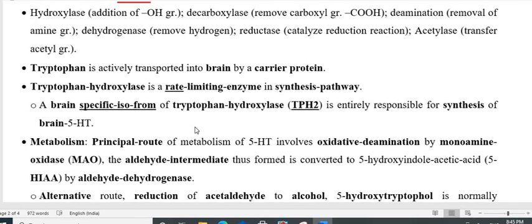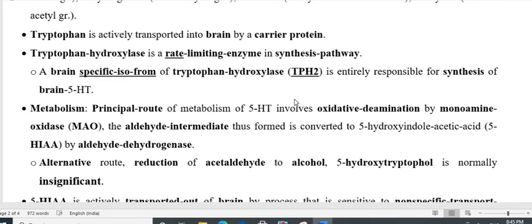Now we have to see one very interesting isoform of tryptophan hydroxylase, that is TPH2. So what is this TPH2? It is the tryptophan hydroxylase enzyme isoform which is specifically present in the brain. This is very important and participates in 5-HT synthesis, because this is the rate limiting enzyme.